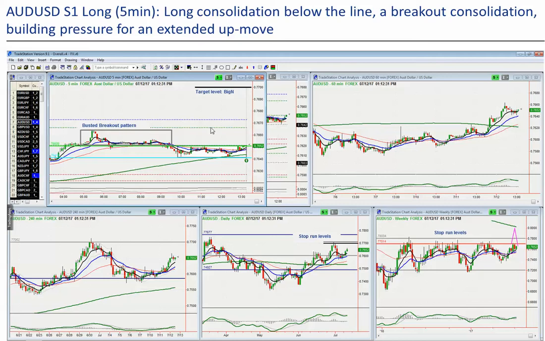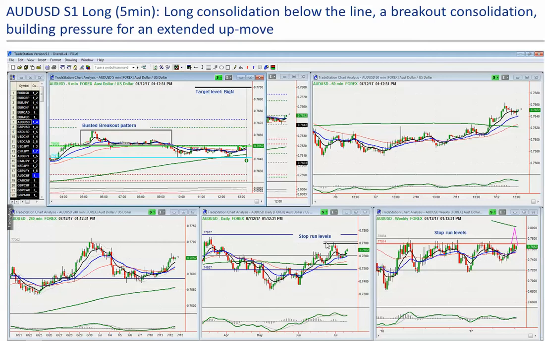Let's have a quick look at the target. What are the targets for this trade? So the stop would be below the breakout failure low, the blue line, and the target is the next big number, the 0.77 number. But it's not only this level.